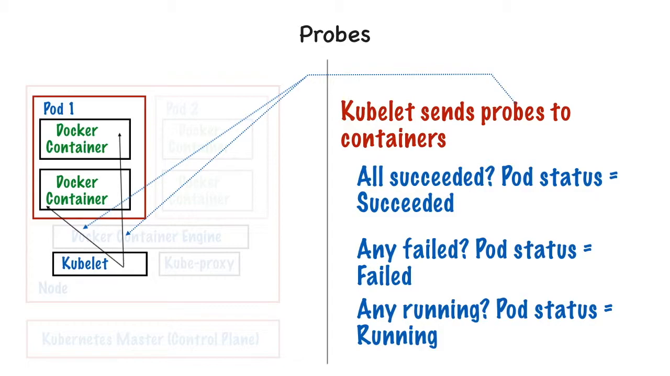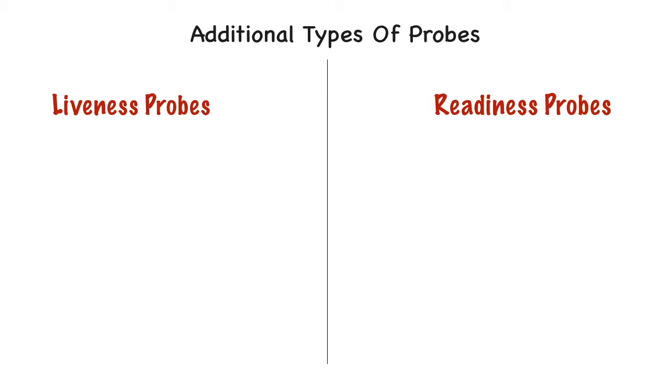We will not go into the nitty-gritty of how the kubelet actually invokes handlers to probe the status of the containers. There are actually three different types of handlers. What we should know is that all of these probes have one of three possible results: success, failure, and unknown. In addition to these types of probes, a kubelet can optionally perform and react to additional kinds of probes on running containers. These are liveness probes and readiness probes.